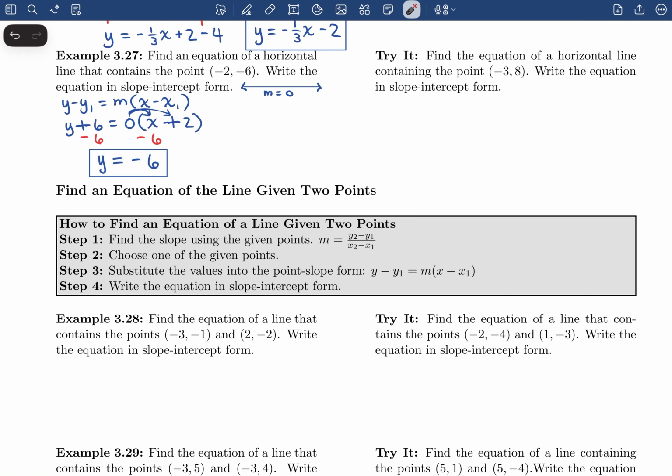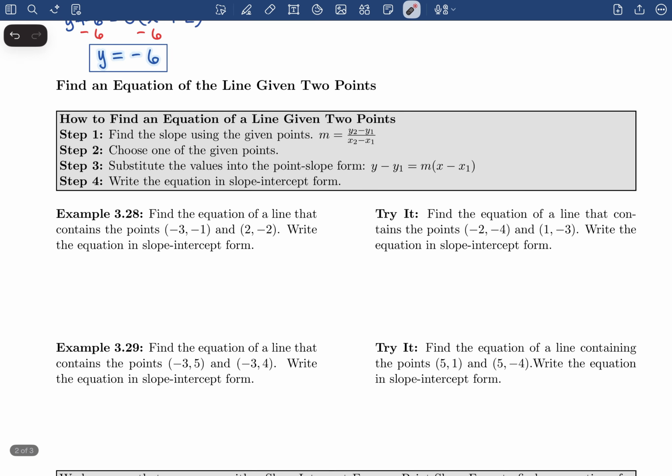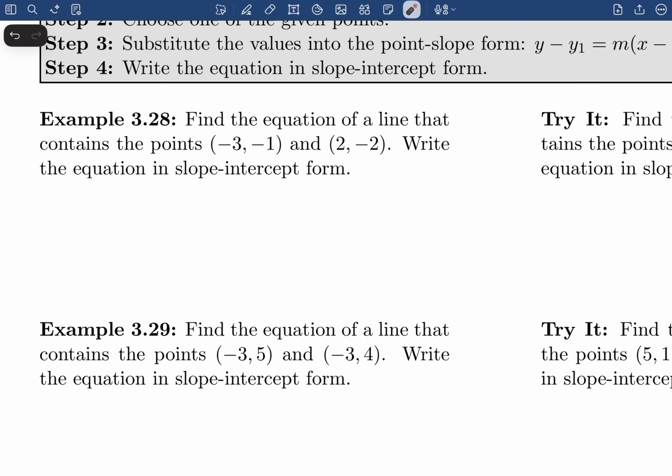Okay? Now, once we have found the slope between those 2 points, we then move on to step 2. We choose one of the given points. Step 3, substitute the values into the point slope form of a line, right? So we know the slope now, so we plug it in right there. And we know 2 points, just choose one of those 2 points and plug them in for x1 comma y1, right? Just choose one of the points you know. Plug it in there. Now step 4, write the equation in slope-intercept form. I'll talk you through this 4-step process with example 3.28.